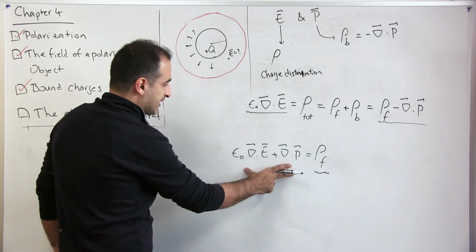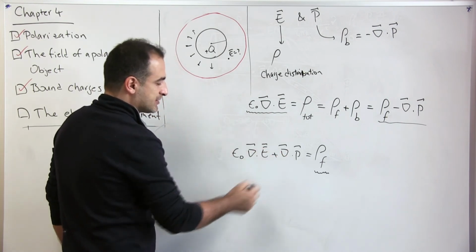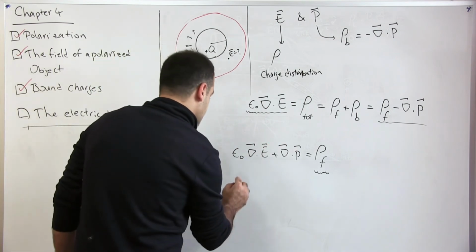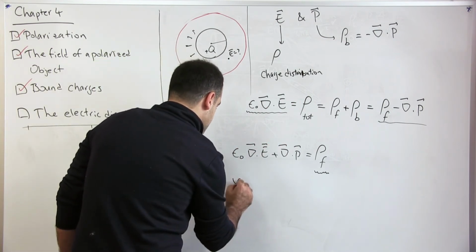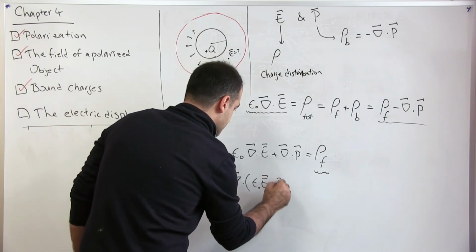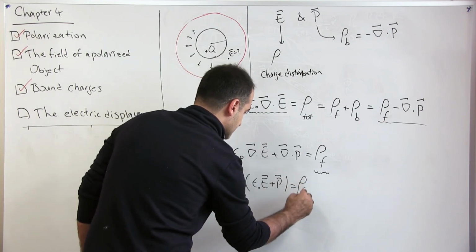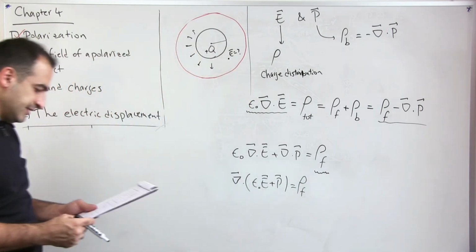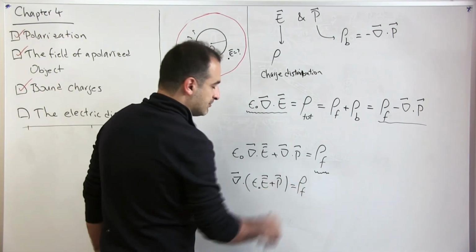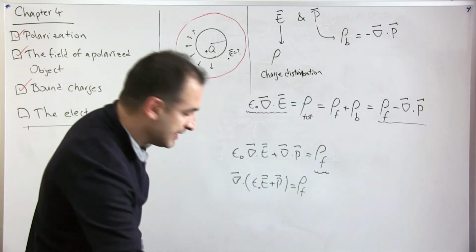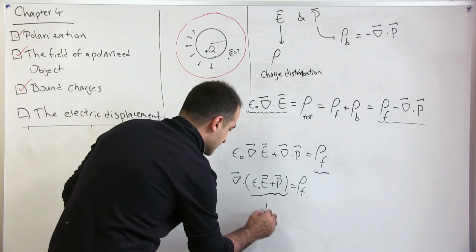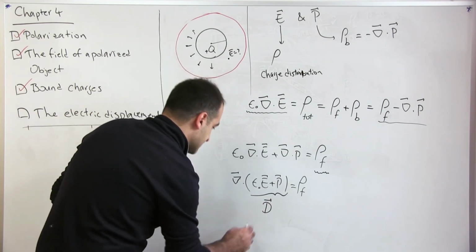With this format, because I have two terms, both of which have divergence, I can combine them into a single divergence: divergence of epsilon 0 E plus P is equal to rho F. That is very interesting and nice, because I have the divergence of a vector equal to my charge distribution. What I want to do is give this thing a new definition. I'm going to call it D.